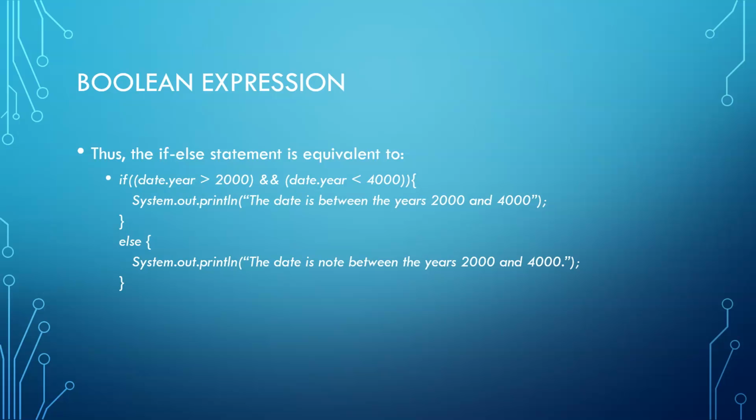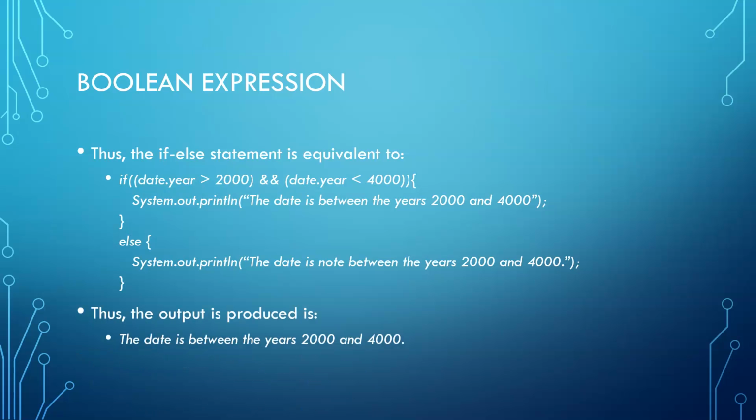So this expression is really equivalent to date.year is greater than 2000 and date.year is less than 4000. Thus, the if-else statement is equivalent to if date.year is greater than 2000 and date.year is less than 4000, we can print out that it's between the years 2000 and 4000. Otherwise, we can say it's not between the years 2000 and 4000. Thus, the output produced should be the date is between the years 2000 and 4000, because remember our year was 3001.